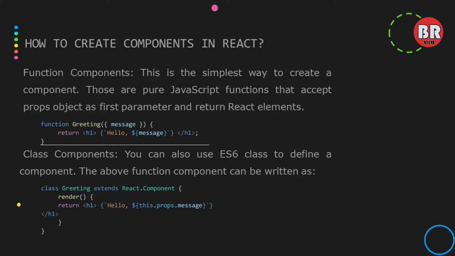How to create components in React? Function components. This is the simplest way to create a component. Those are pure JavaScript functions that accept a props object as first parameter and return React elements. Class components. You can also use an ES6 class to define a component. The above function component can be written as a class component, as in the example below.